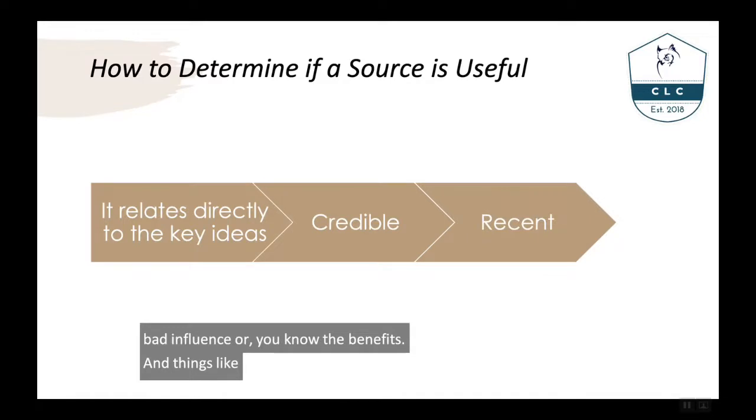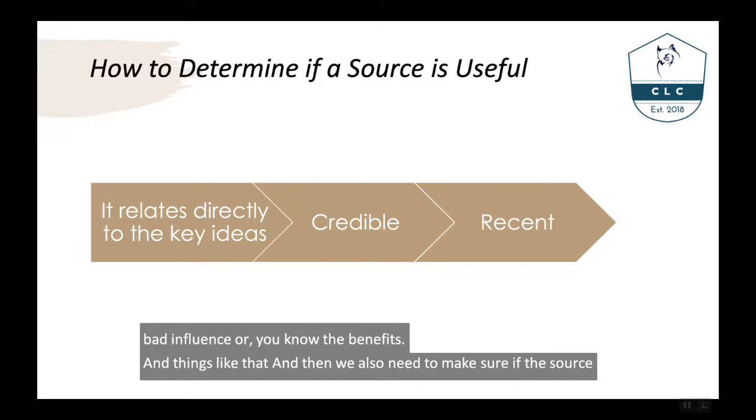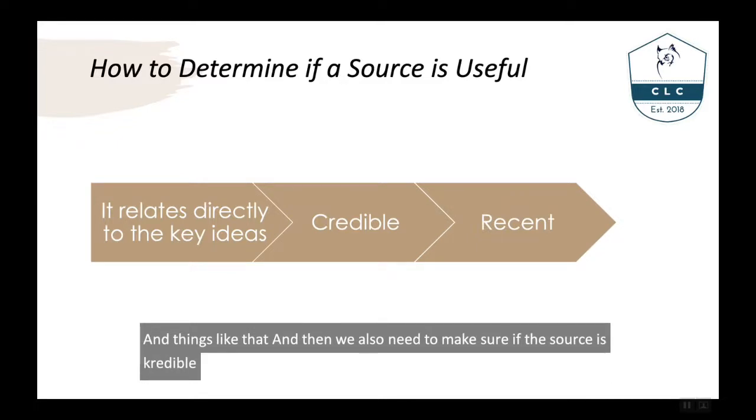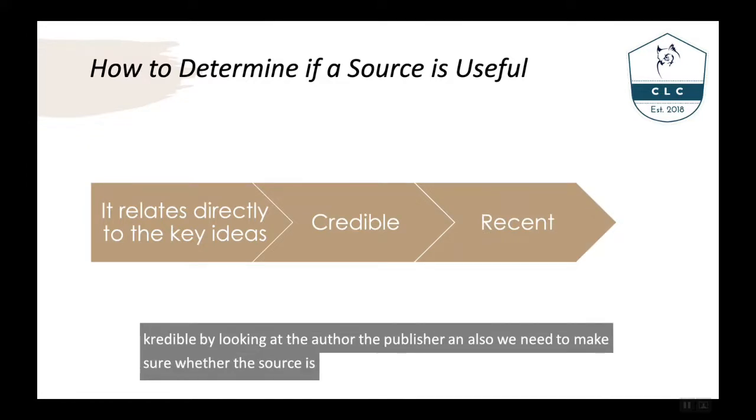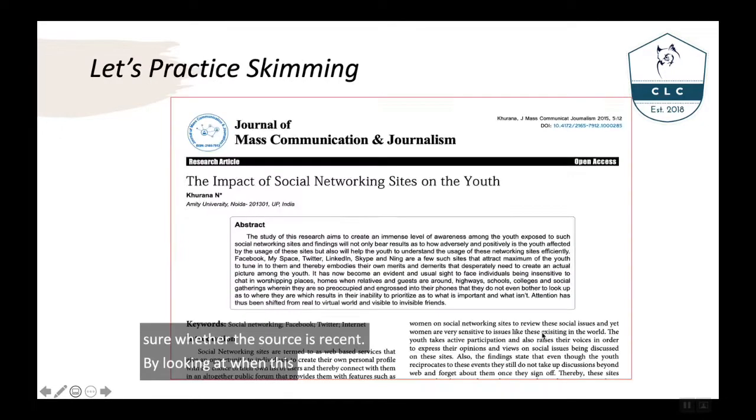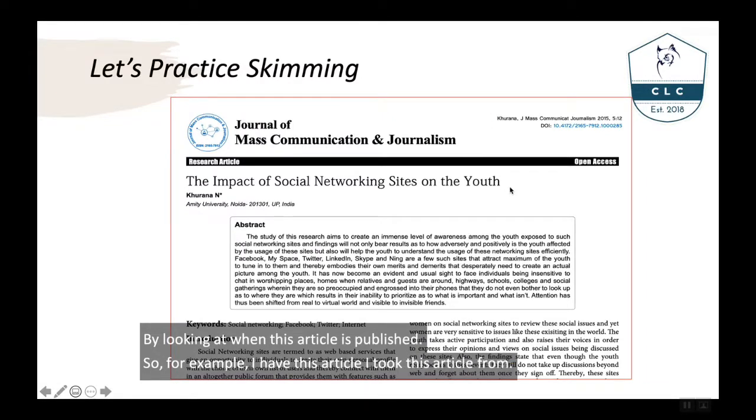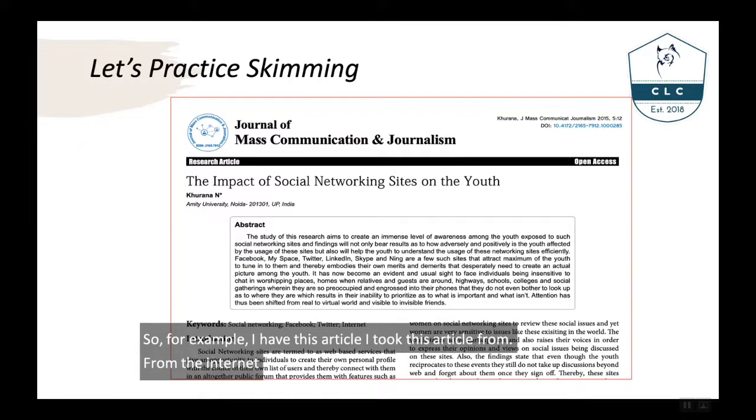And then we also need to make sure the source is credible by looking at the author and the publisher, and also make sure whether the source is recent by looking at when this article was published. So, for example, I have this article. I took this article from the internet. I think it was from ResearchGate, if not from the Academia website.